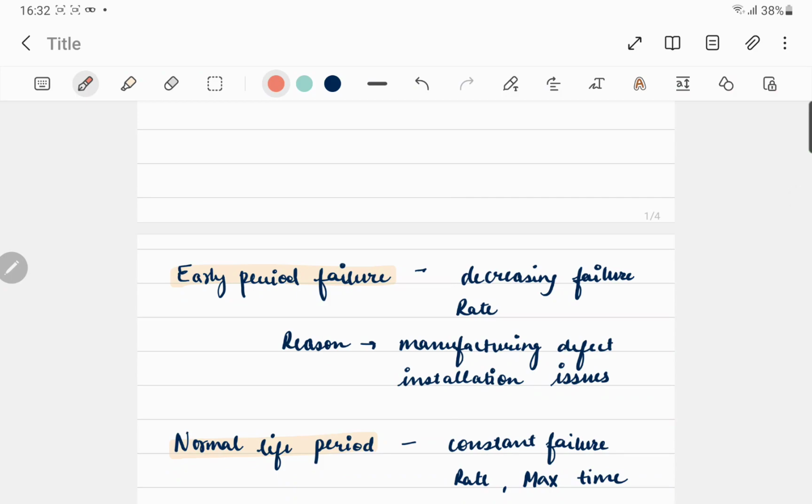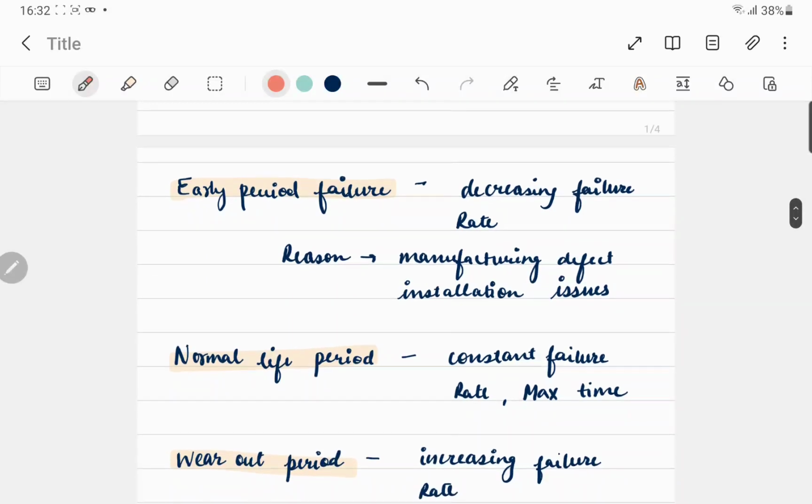And the reason for this can be manufacturing defect or installation issues. Let's say the machine fails in the very initial period. So suppose we install the machine today and within 2 days the machine fails. It could be because of some manufacturing defect or some installation issues.